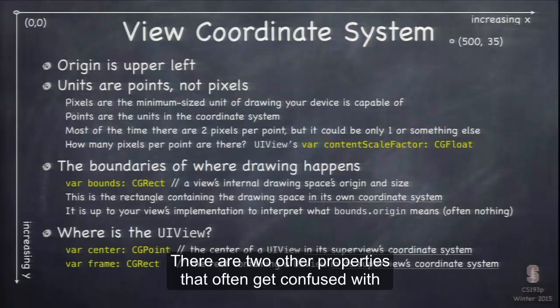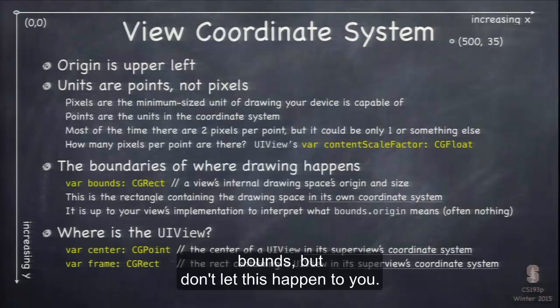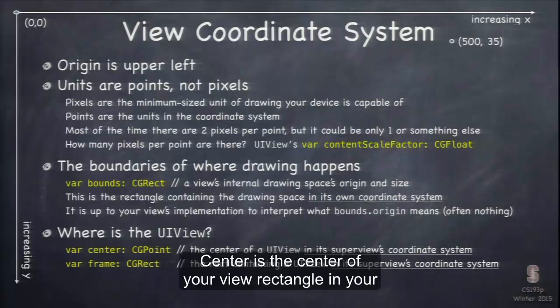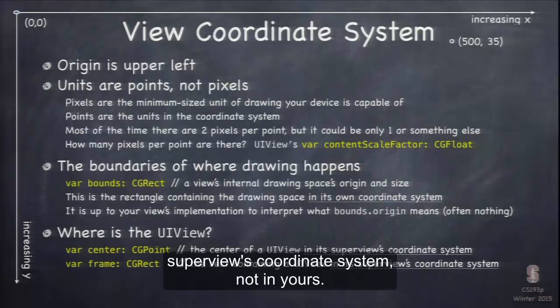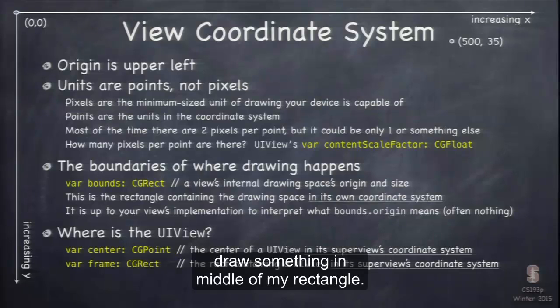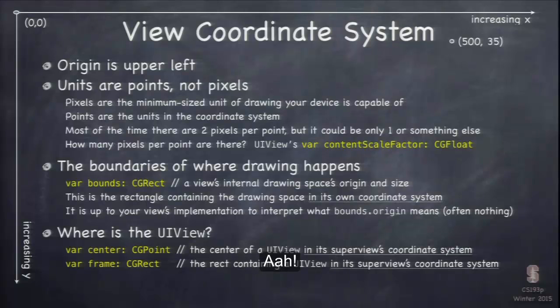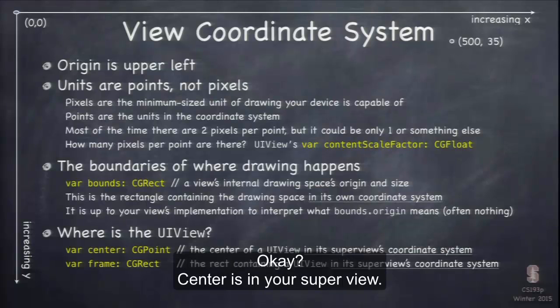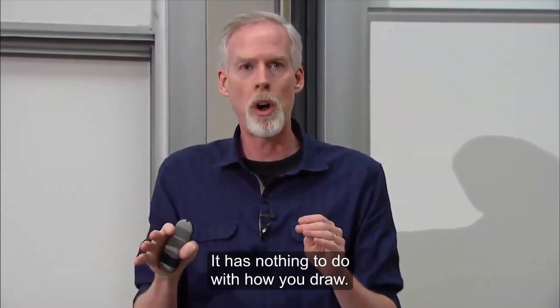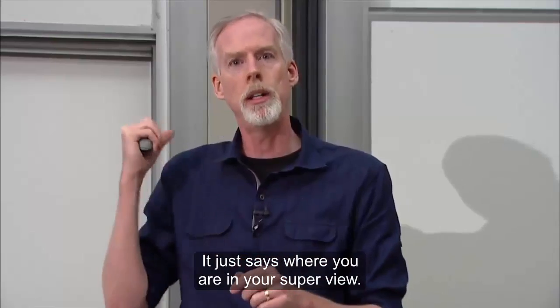There are two other properties that often get confused with bounds, but don't let this happen to you. One is center. Center is the center of your view rectangle in your super view's coordinate system, not in yours. So if you write code that says, oh, I want to start drawing something in the middle of my rectangle, I'll get center. That's wrong, okay? Center is in your super view's. Center positions you. It has nothing to do with how you draw. It just says where you are in your super view.